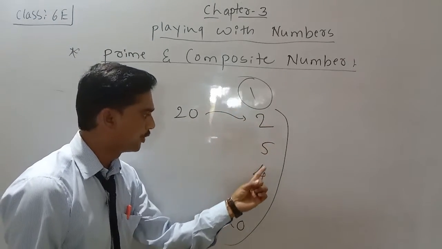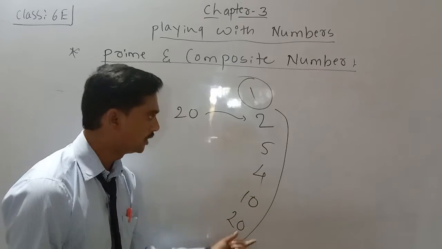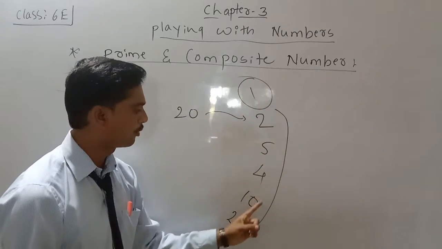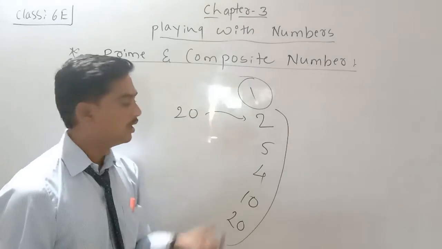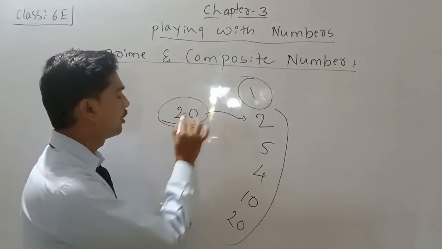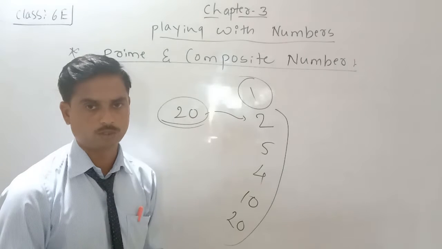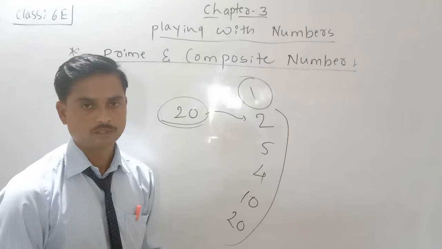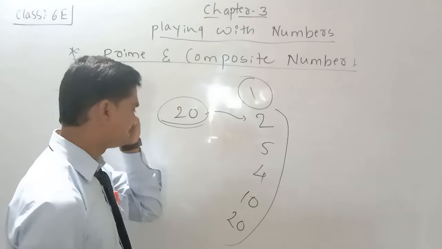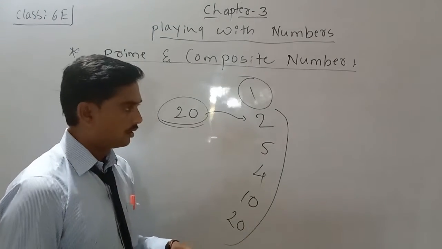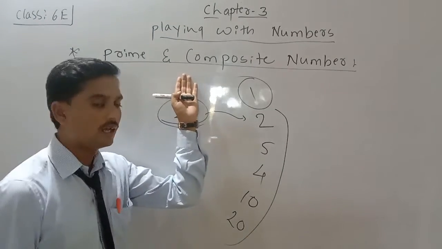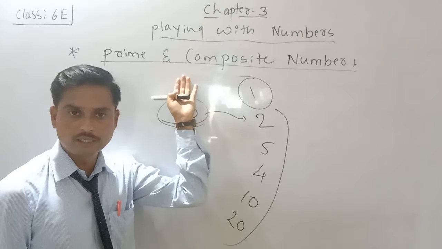Here, how many factors does 20 have? 1, 2, 5, 4, 10, 20. Total how many? 1, 2, 3, 4, 5, 6 factors. 20 has 6 factors. Yes or no? I already discussed each and everything in yesterday's class.